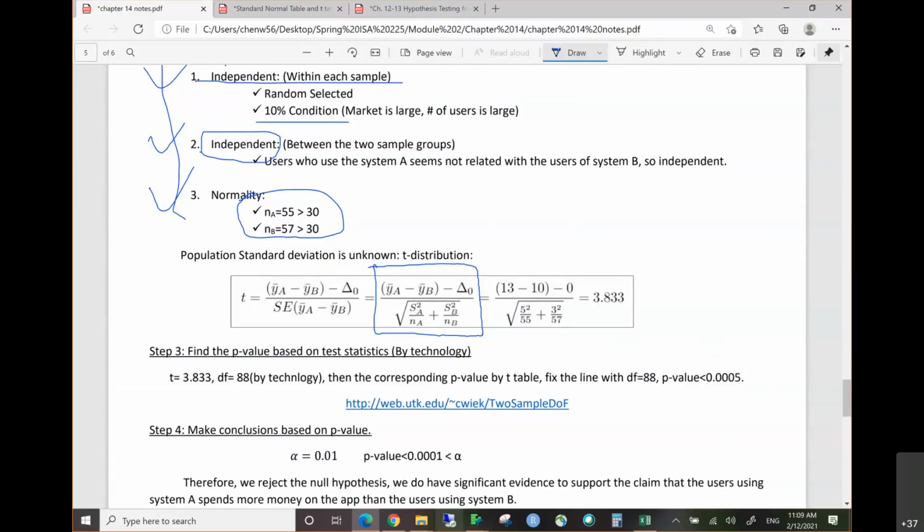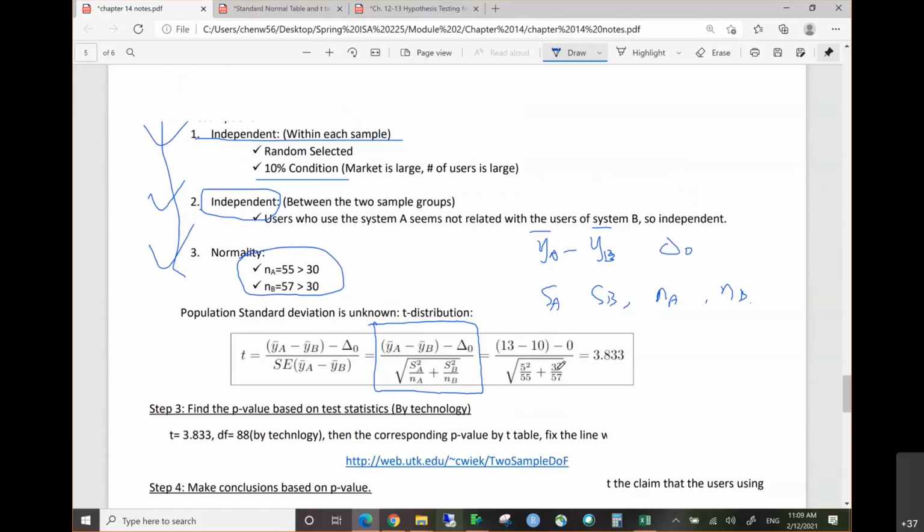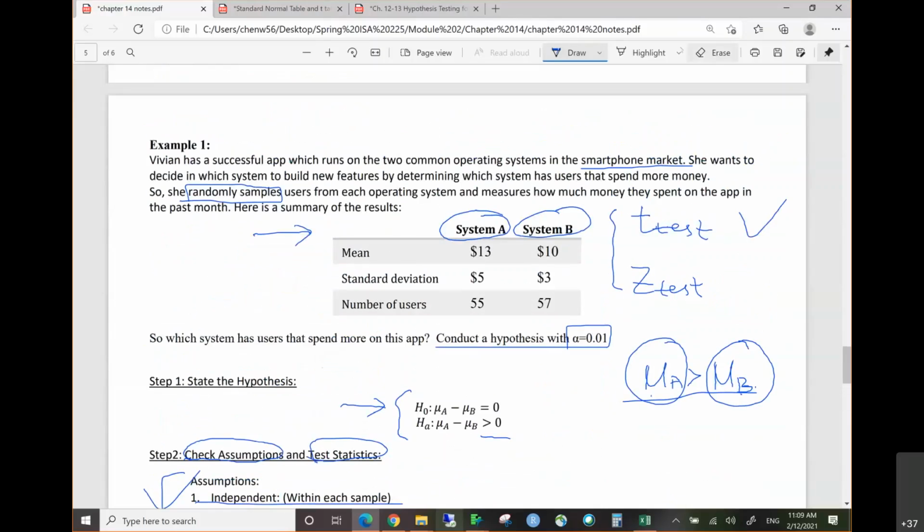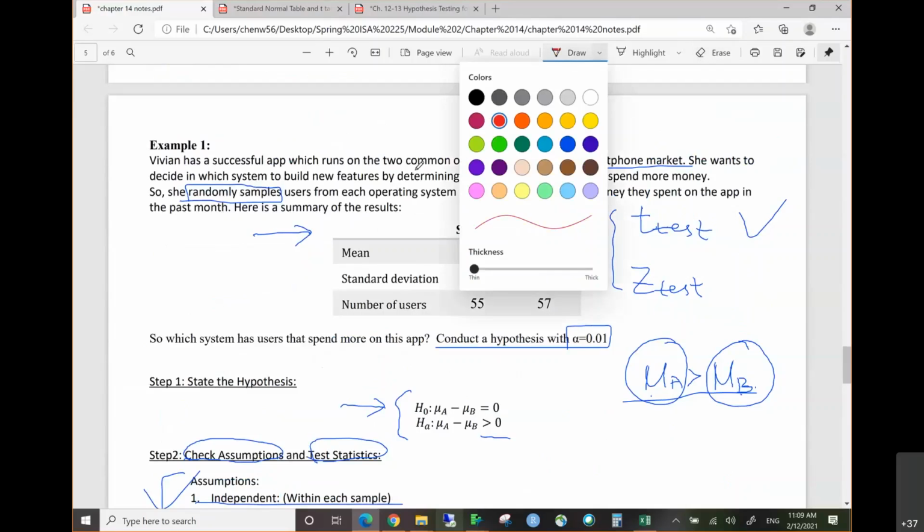Right, for the t-test statistics, we need what? We need Y bar A minus Y bar B. We need this delta 0. We need S of A, S of B, N of A, N of B. So what are they? Let's look at our information table here.